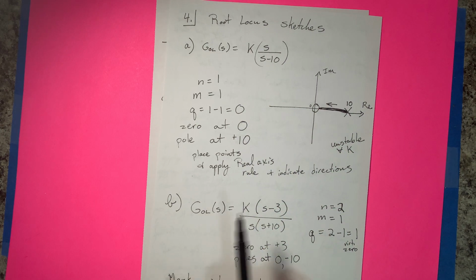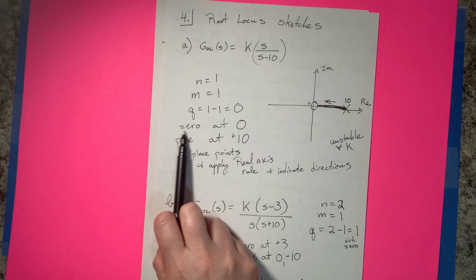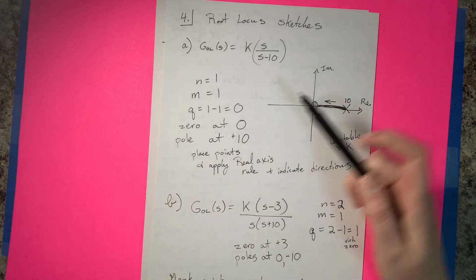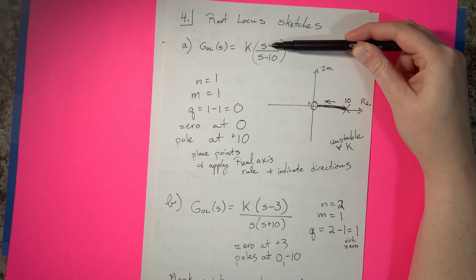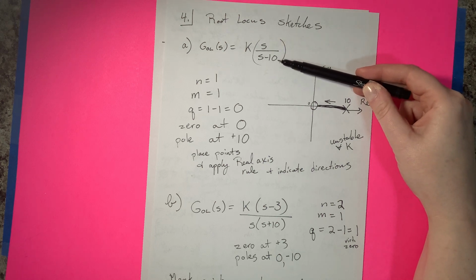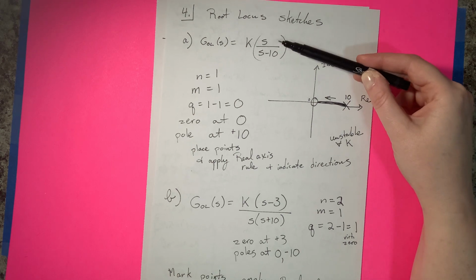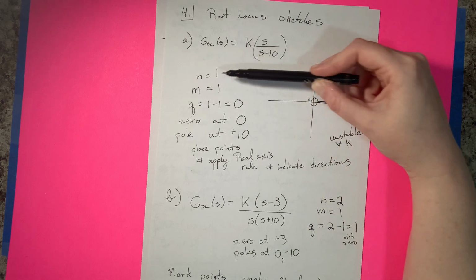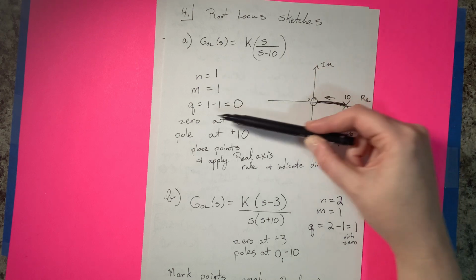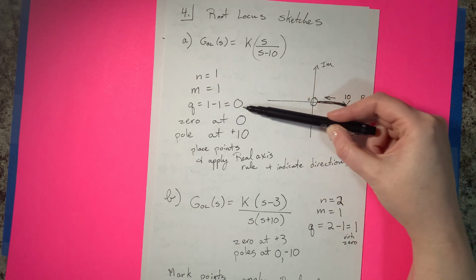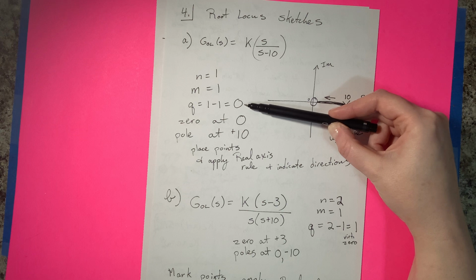The first step is, of course, to write out n, m, and q, and then find the values of the zeros and the values of the poles. For this problem, we have 1 zero because the polynomial on the numerator is of order 1. We have 1 pole because we also have a polynomial of order 1 on the denominator. So n and m are both 1. These are the number of poles and the number of zeros. We calculate q by subtracting n minus m, and we have 0 virtual zeros. Q is the number of virtual zeros.